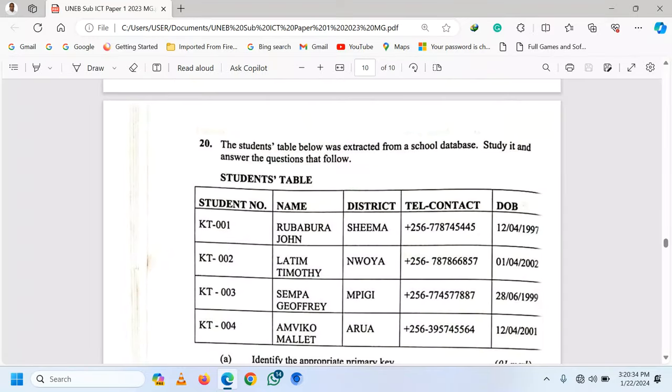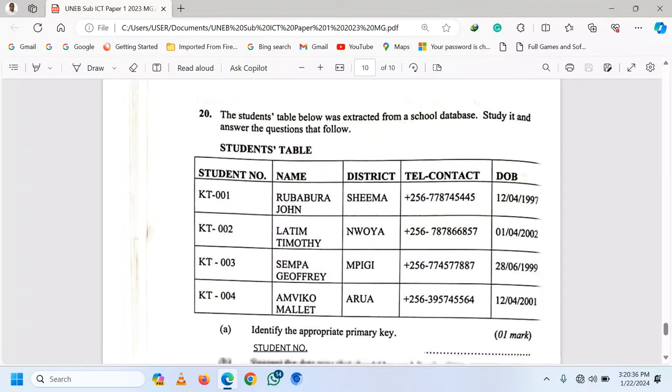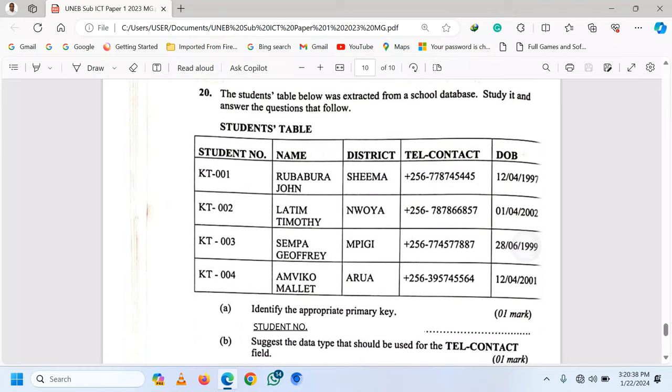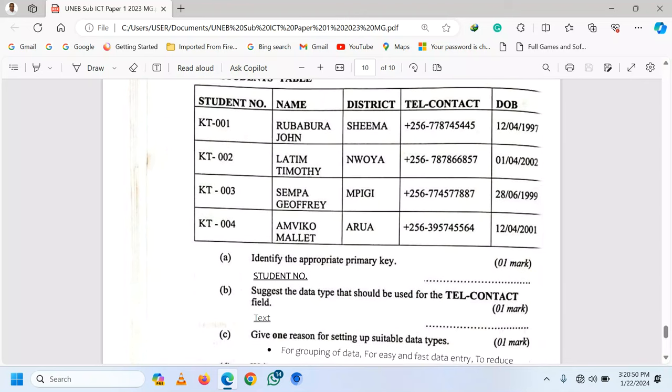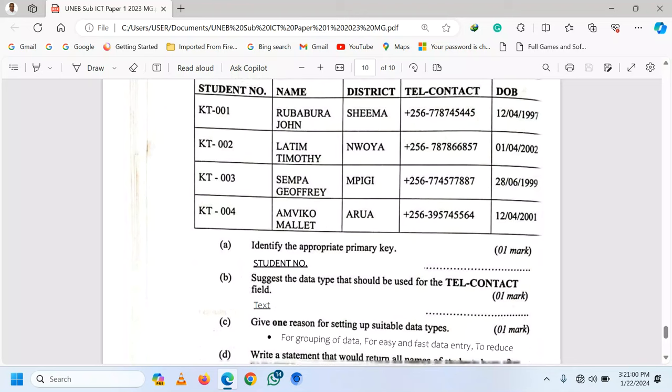Number 20 is about database. We are given a table and the following questions. Part A was asking us to identify the appropriate primary key from the given table. Part B, they are asking us to suggest the data type that should be used for the tail contact field. That one, the response is there.